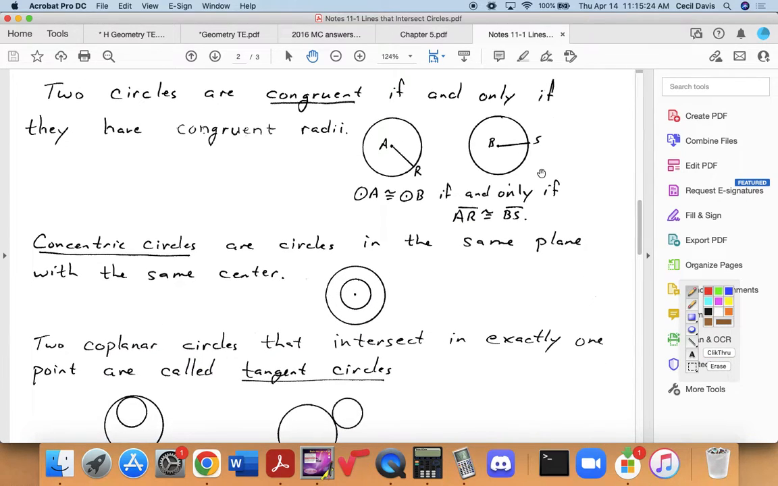Minor segments. We've talked about congruent objects pretty much all year. Remember, two objects are congruent if they're the same shape and the same size. Well, all circles are the same shape, but they're not all the same size. You could say that all circles are similar, and they'll be congruent if and only if they have congruent radii. Remember, from first semester, if and only if means it has to work both directions. So if two circles have congruent radii, the circles are congruent. And if two circles are congruent, then they have congruent radii.